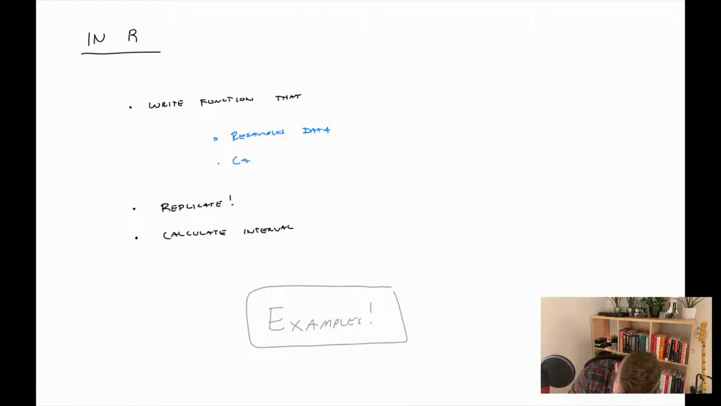And then calculates the statistic. Then you replicate, then you calculate your intervals. Okay, so, I should say, I'm saying resamples data here, not sample data from the empirical distribution, because when we actually do this in practice, it is easier to imagine it as sampling from the original data. So let's just do it.